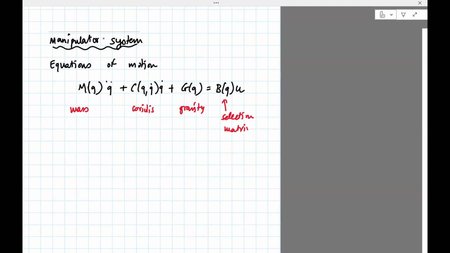matrix. What I mean by selection matrix is when you have a system u, not all the controls are available. Sometimes some controls are not available. That will help us do that. Usually B(q) is taken to be identity, in which case you have n joints, n motors. But here we'll assume that we don't really have n motors.